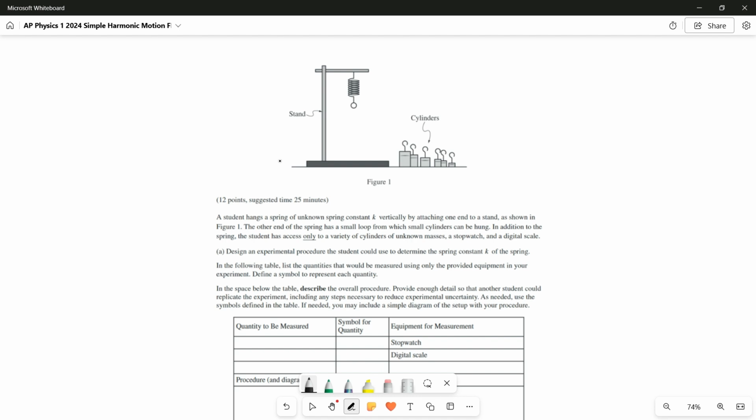Well, first of all, I notice that we have a stand, and we're given a bunch of cylinders, and we're actually given a string. Sorry, a spring. Well, this is making us very reminiscent of the lab that we did a while back on a vertical spring. So this problem will probably be about simple harmonic motion.